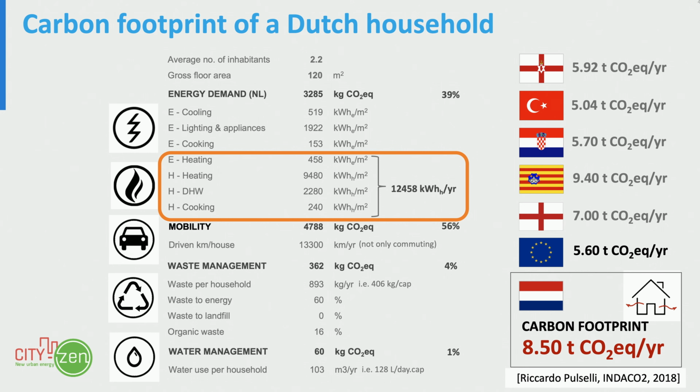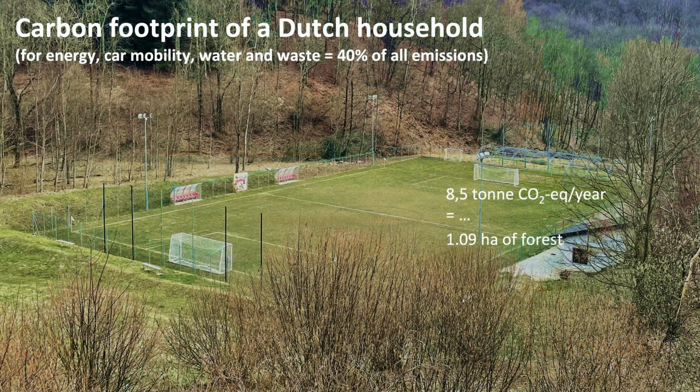We have no good understanding of carbon emissions yet, which is why I prefer to translate it to the forest area required to sequester these emissions. And here you see the outcome. The forest required to compensate for the emissions of a Dutch household is approximately 1 hectare, equivalent to 1.7 football pitches. This is based on research by carbon accounting expert Riccardo Puccelli.